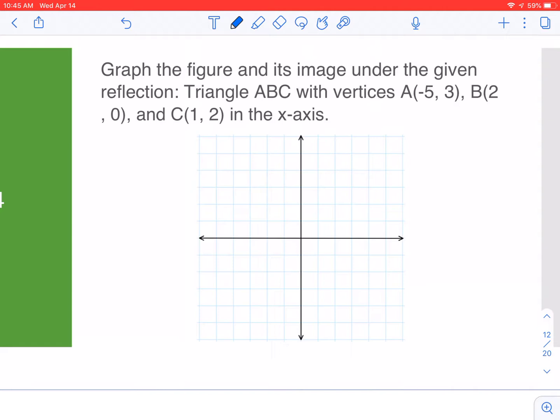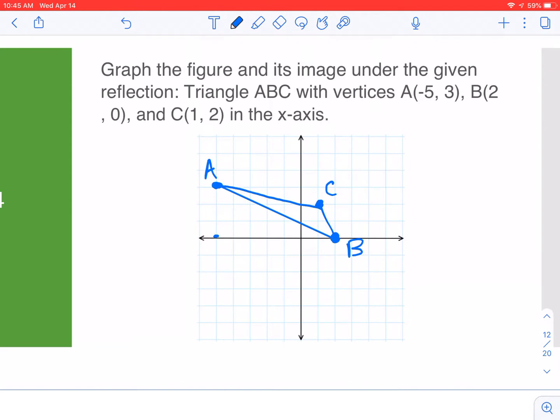One, two, three, four, five. Positive 3 right here. So that's A. B is 2, 0. That's B. And C is 1, 2. So here's my triangle. Try to draw some straight lines there.